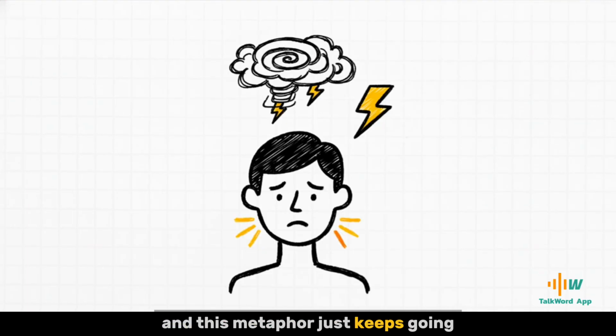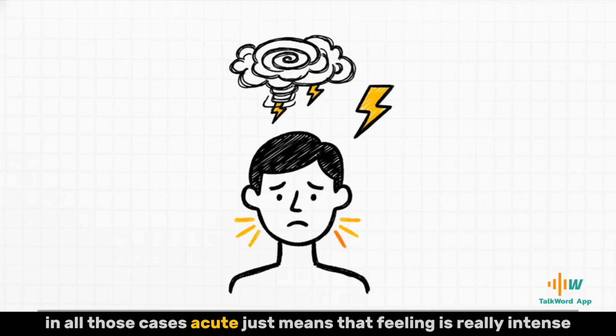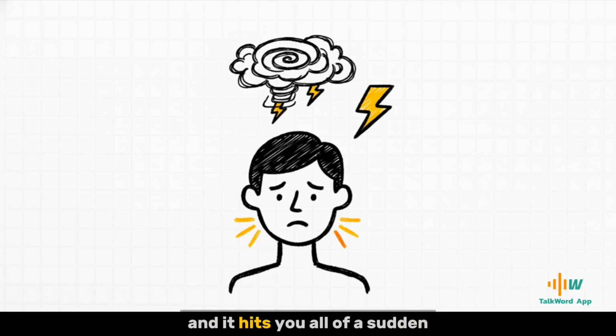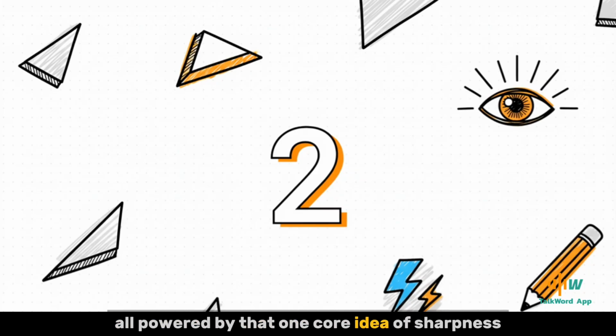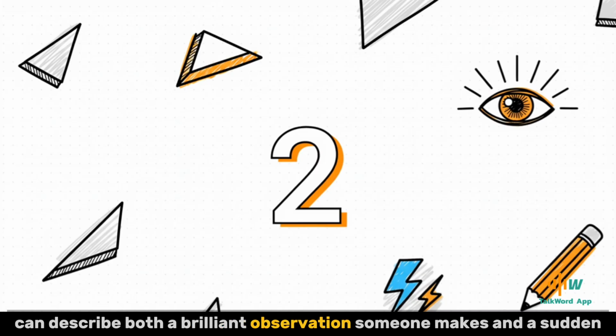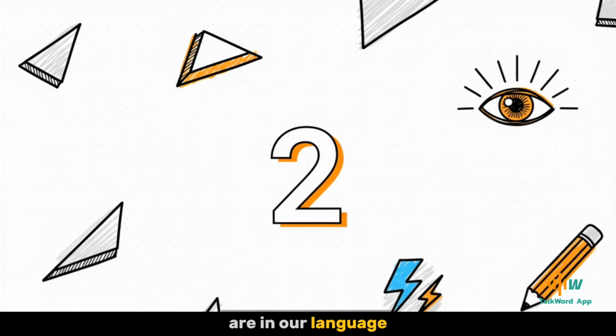And this metaphor just keeps going. It extends to our feelings and sensations too. A pain isn't just a pain, it can be an acute pain, meaning it's sharp, it's severe. You can also feel acute anxiety or acute embarrassment. In all those cases, acute just means that feeling is really intense and it hits you all of a sudden. And isn't that just fascinating? The very same word, acute, all powered by that one core idea of sharpness, can describe both a brilliant observation someone makes and a sudden, terrible headache. It's such a great example of how powerful metaphors are in our language.